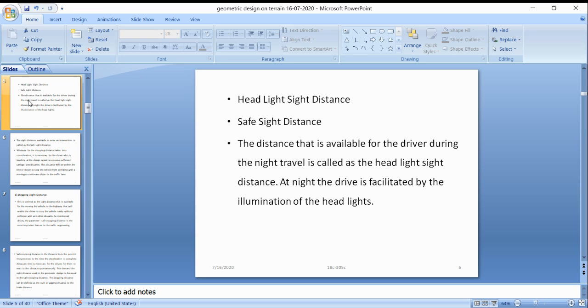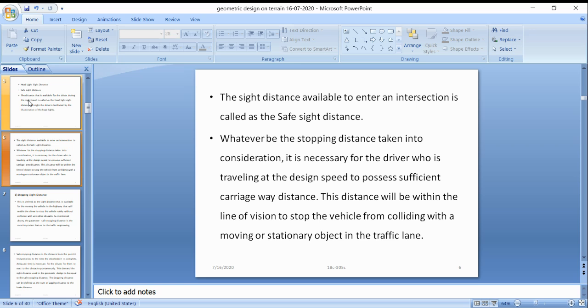So at night, the driver is facilitated by the illumination of the headlights. So there we can see lots of light in the dark area. Without that, he cannot go safely. So that illumination of the headlight is also important.